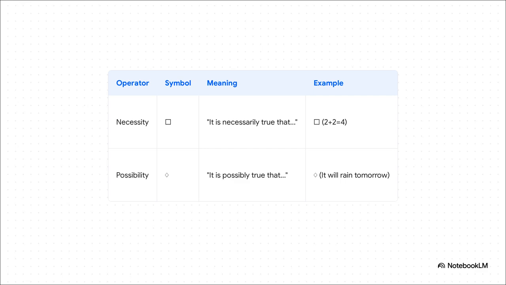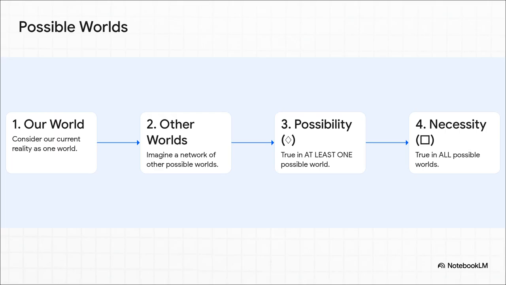At its core, modal logic gives us two new symbols, two new operators that are super powerful. First, we have the box. When you see a box in front of something, it means it is necessarily true. Think of it as putting something in a box of absolute certainty. So, box, 2 plus 2 equals 4, means it's true no matter what. Then we have the diamond. The diamond means it is possibly true. So, diamond, it will rain tomorrow means, hey, it could happen. There's a chance.